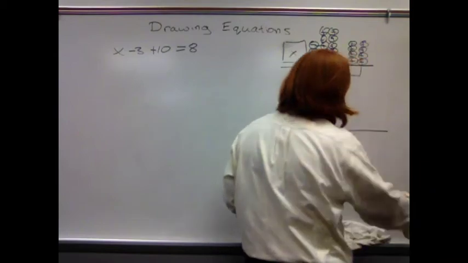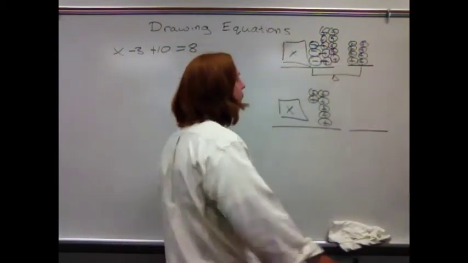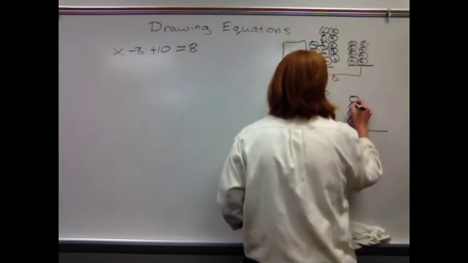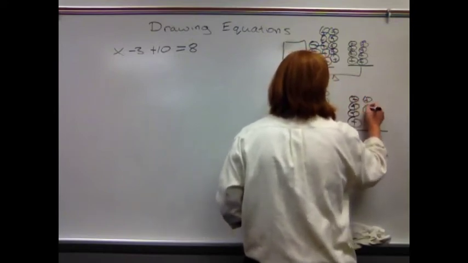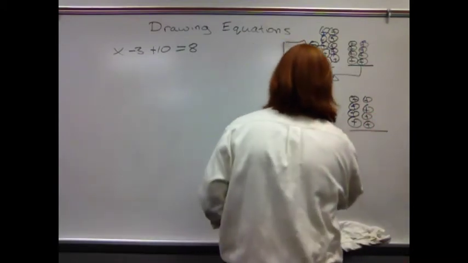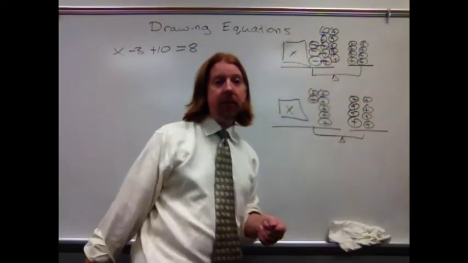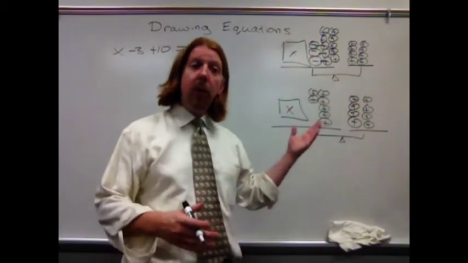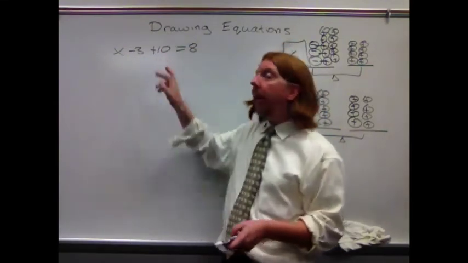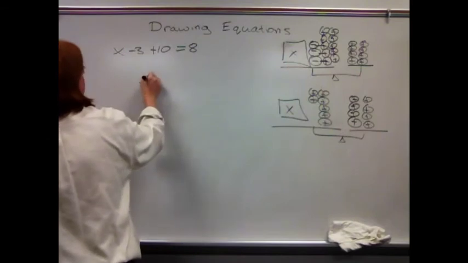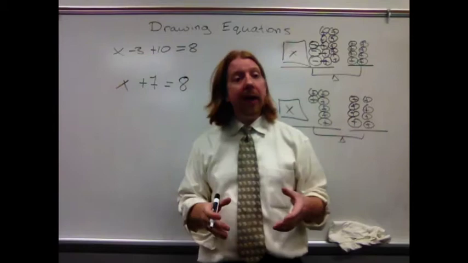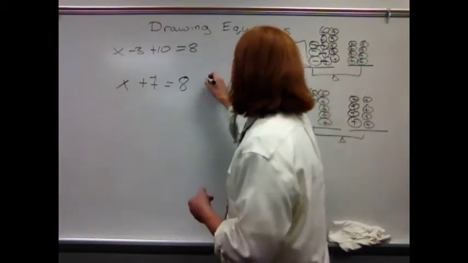On this side of the balance, I still have my initial 8 circles. And the scale is balanced. Algebraically, what I'm doing in this picture is showing that negative 3 plus 10 is going to leave me 7. We call that, again in mathematics, combining like terms.